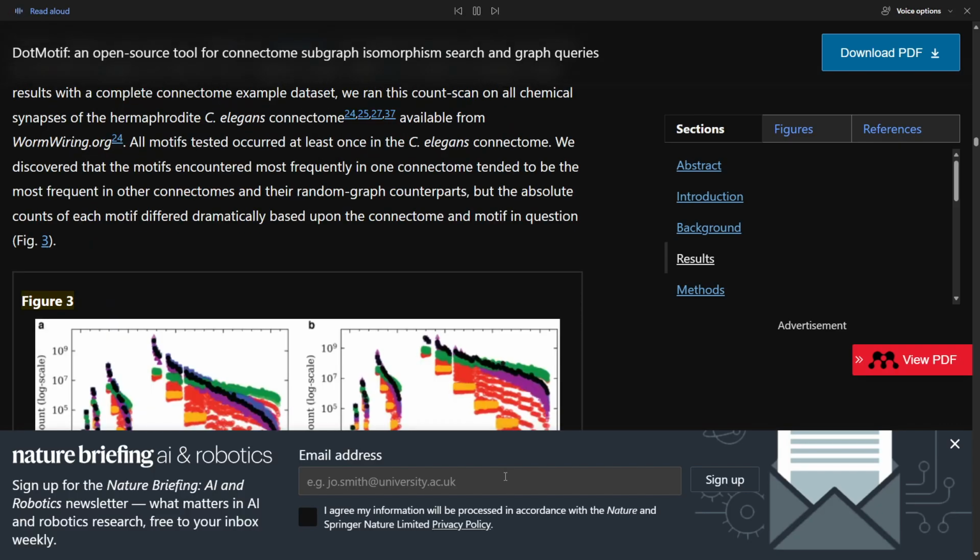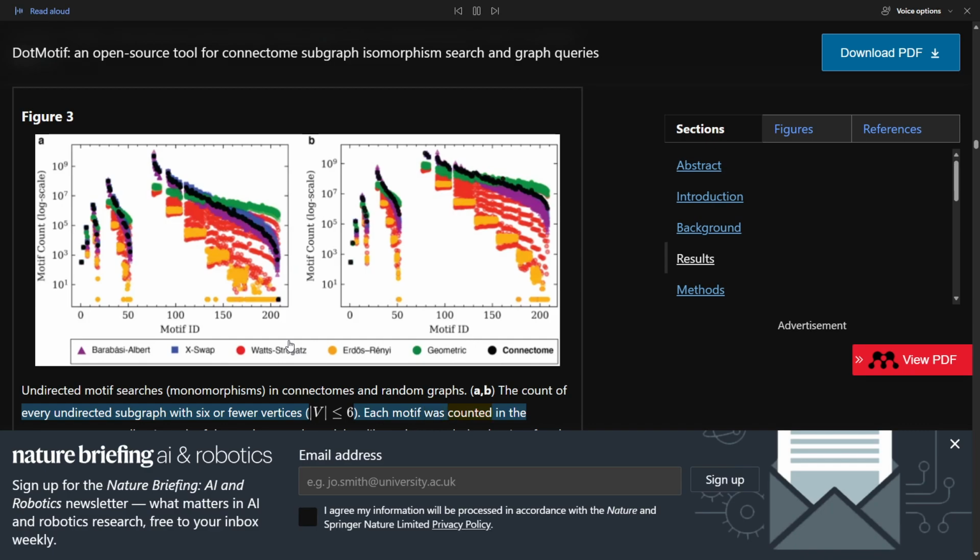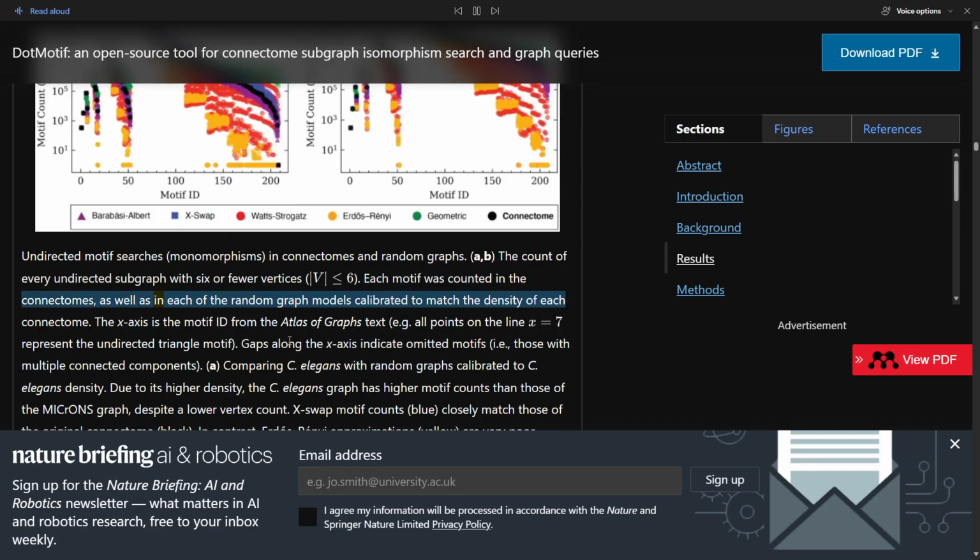Figure 3. Undirected motif searches, monomorphisms, in connectomes and random graphs. A, B. The count of every undirected subgraph with 6 or fewer vertices. Each motif was counted in the connectomes, as well as in each of the random graph models calibrated to match the density of each connectome. The x-axis is the motif ID from the Atlas of Graphs text, e.g. all points on the line represent the undirected triangle motif. Gaps along the x-axis indicate omitted motifs, i.e., those with multiple connected components.